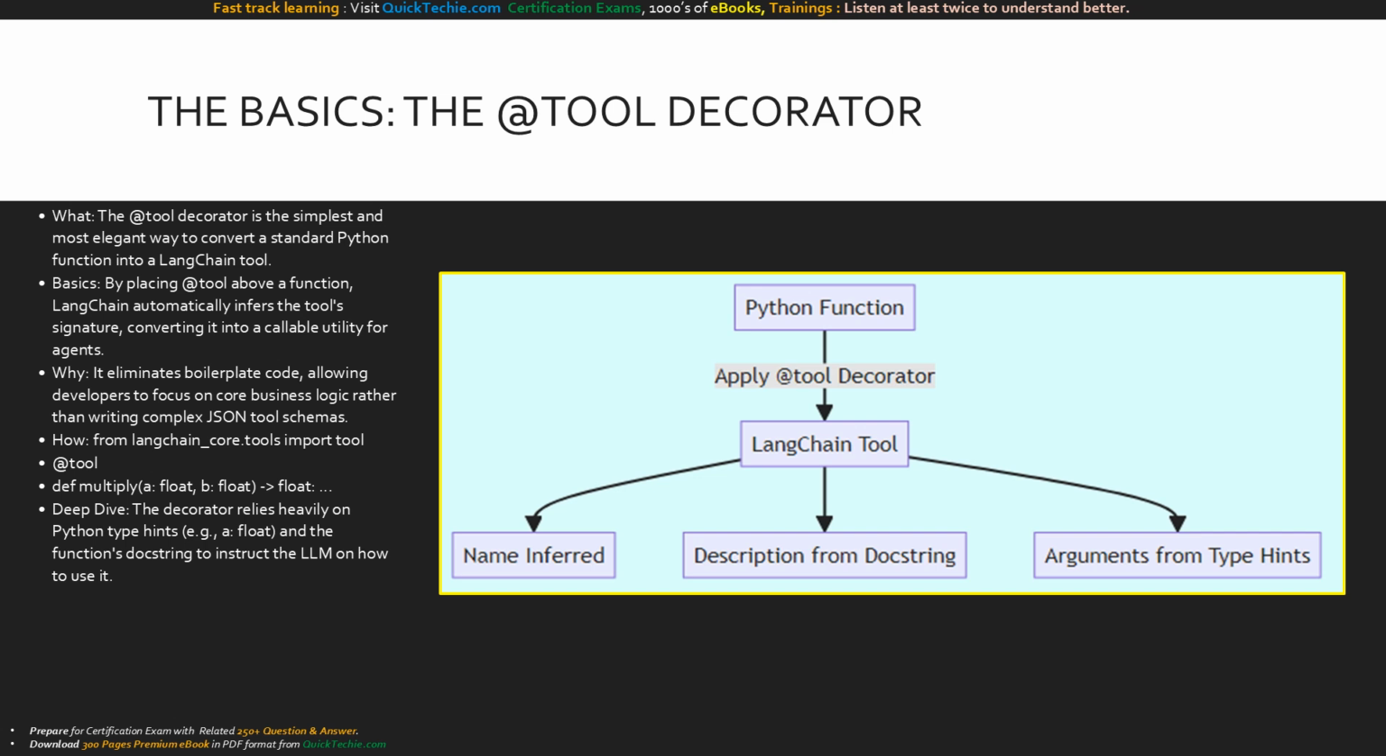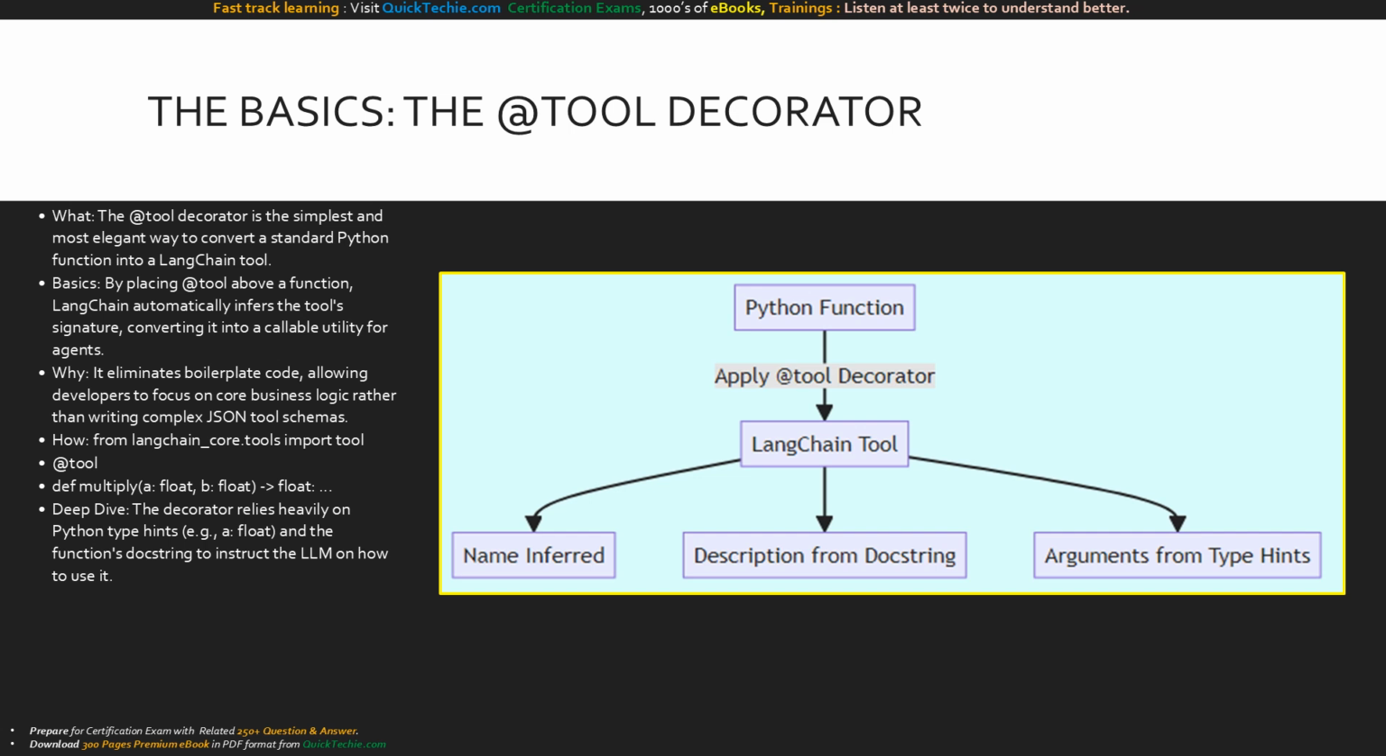This diagram illustrates the magic that happens under the hood when you apply the tool decorator. You start at the top with a standard, vanilla Python function. The moment you apply the decorator, it transforms into a specialized LangChain tool object. Notice how it branches out into three critical components that the LLM needs.